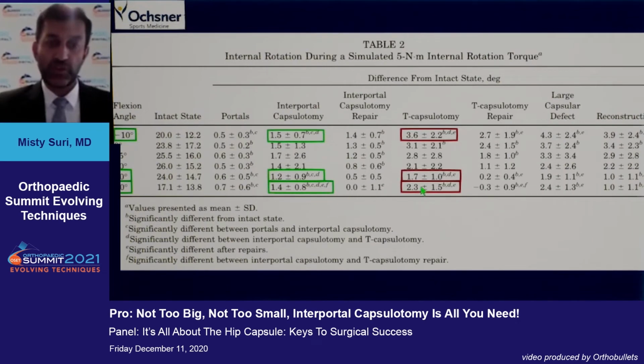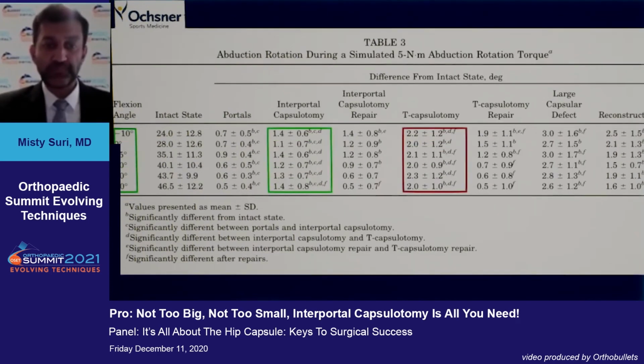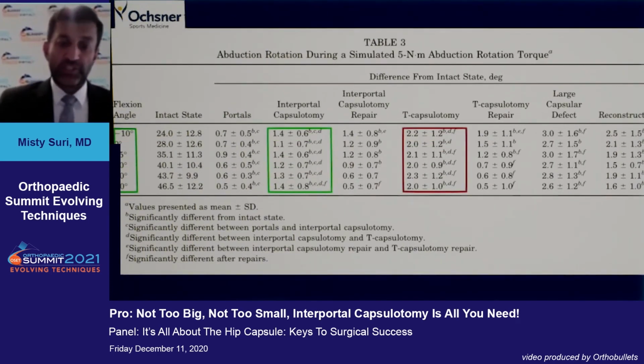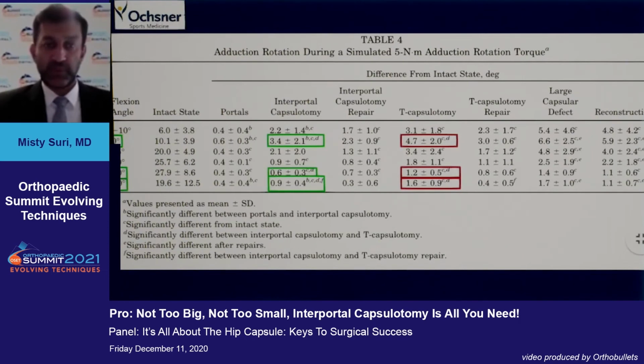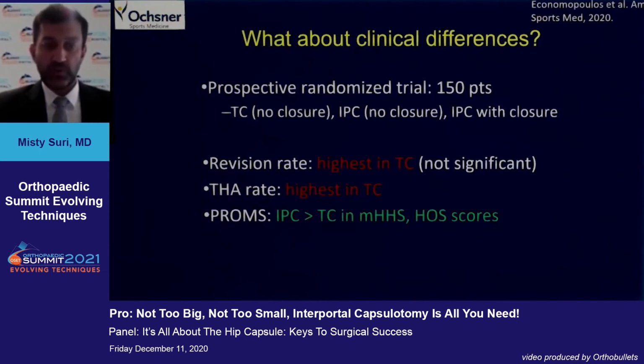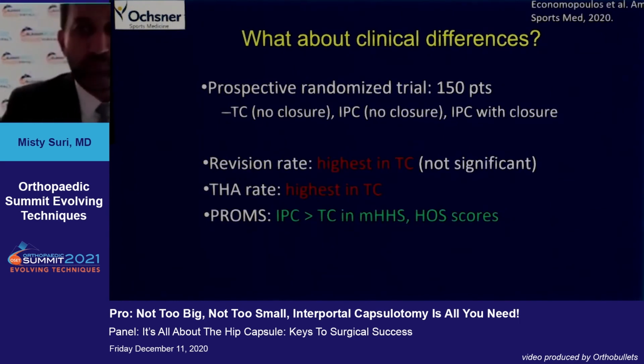And also the internal rotation was significantly less at 10 degrees, 60 degrees, and 90 degrees. So at all those ranges of motion, flexion angles. Also, the abduction was significantly less at all those flexion angles as well with the interportal capsulotomy. And also adduction here as well. So, do any of these biomechanical studies translate to clinical meaningfulness?